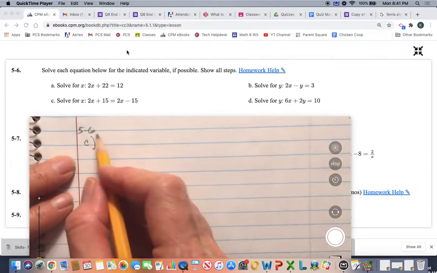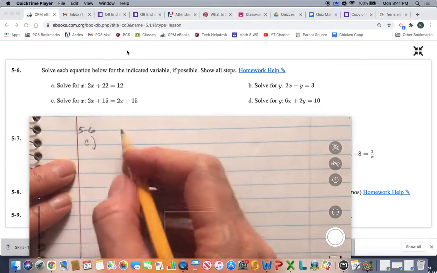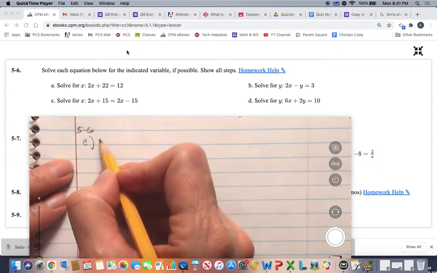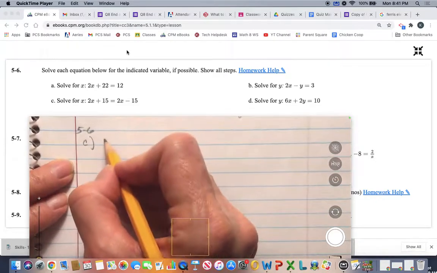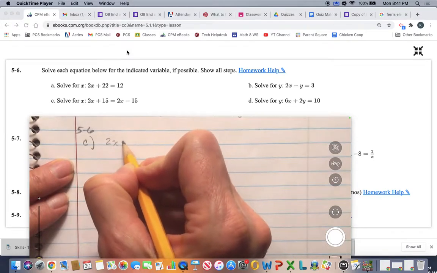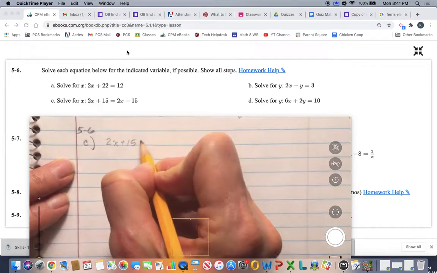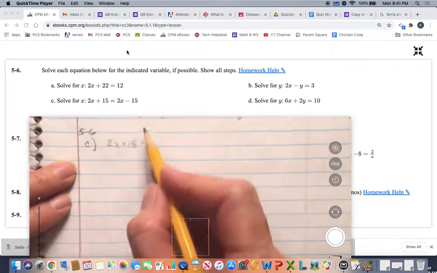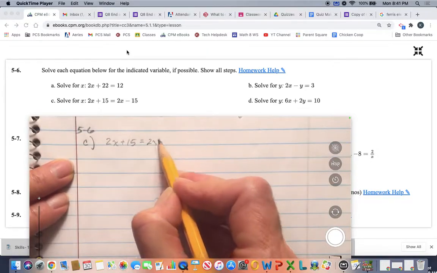This is 5-6C, and we're going to be solving for x in this equation. And the equation is 2x plus 15 is equal to 2x minus 15.